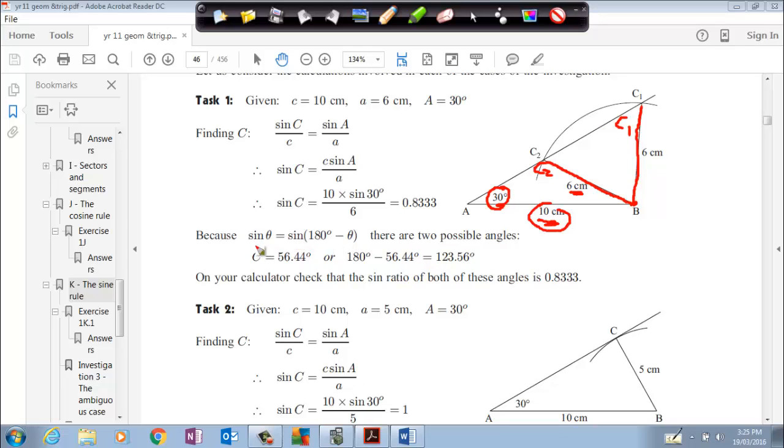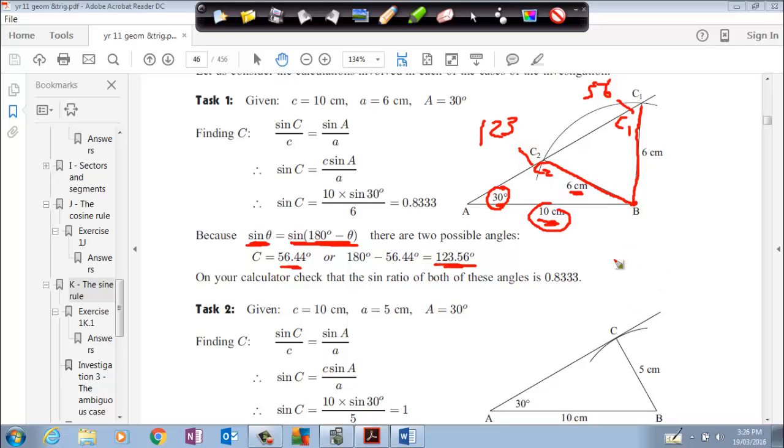So in general, we could have these two angles: the sine of the angle, which is what the calculator gives, or sine of 180 minus the angle. So in this case, you would get 56.4, or 180 take 56.4, which is 123. So this angle in here is 123, this angle in here is 56. The calculator only gives us the 56 answer, but it may be 123 also.